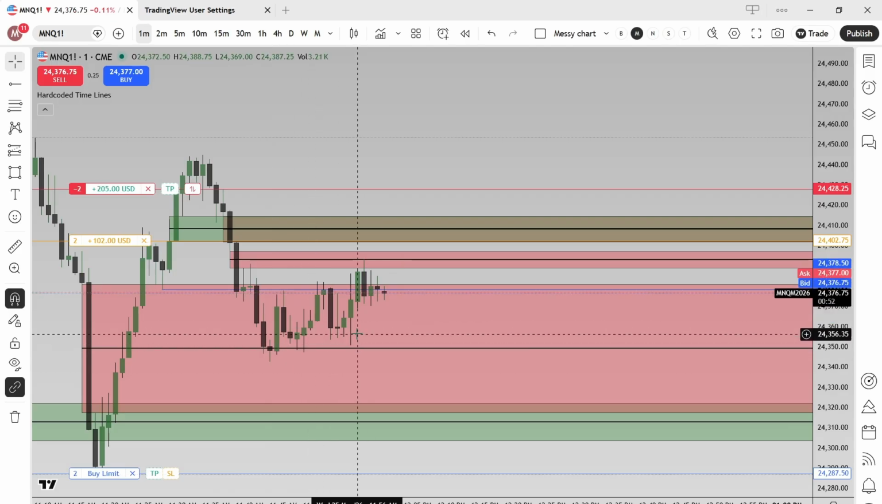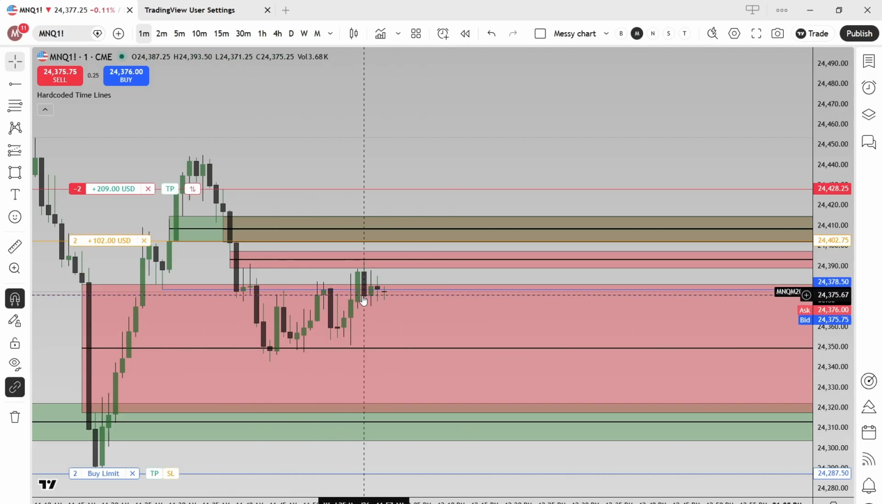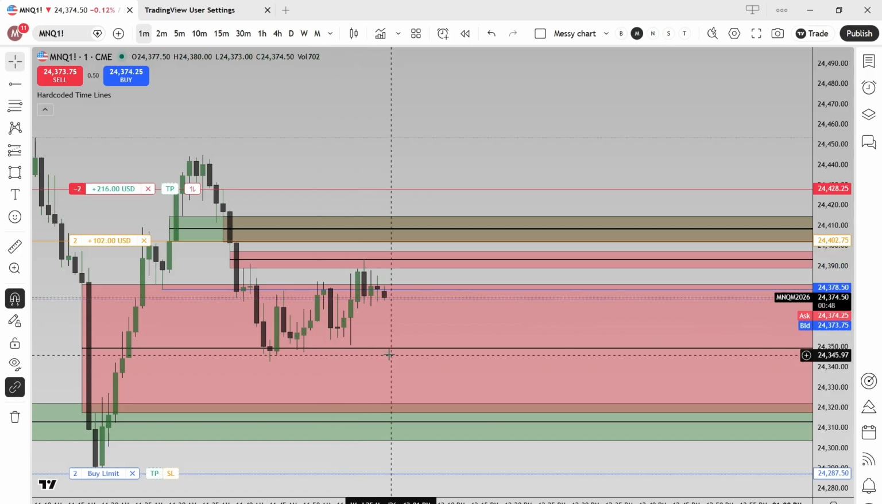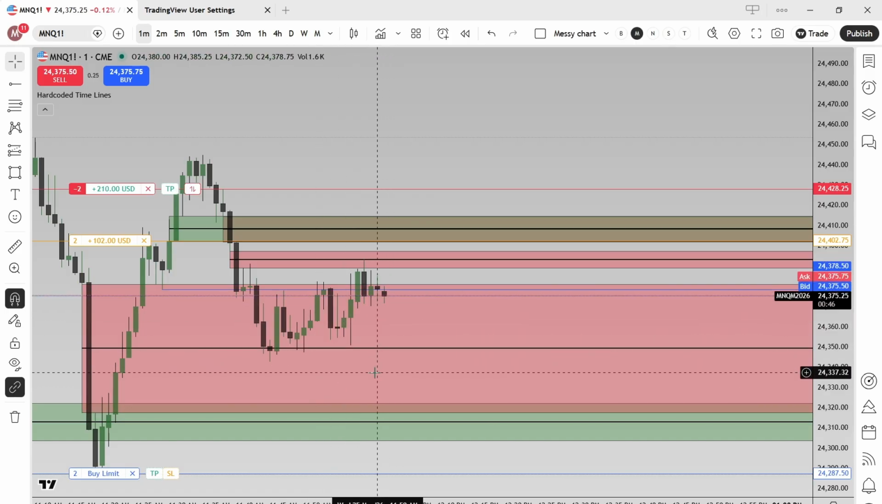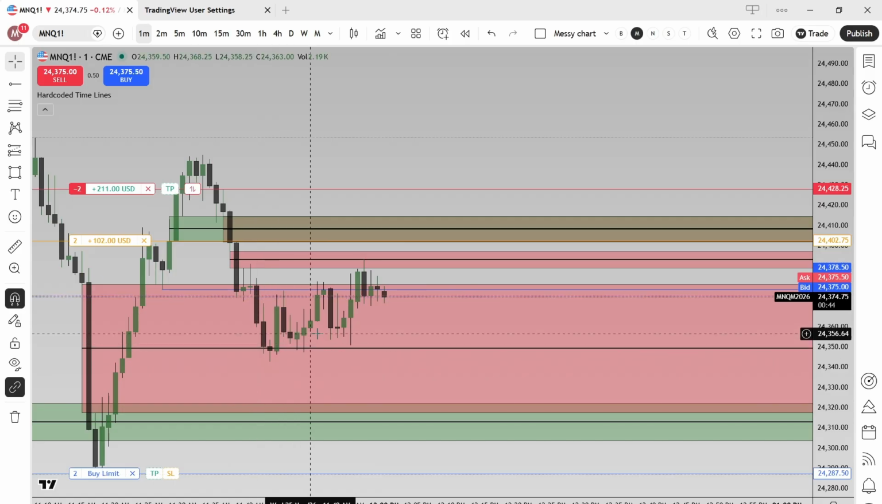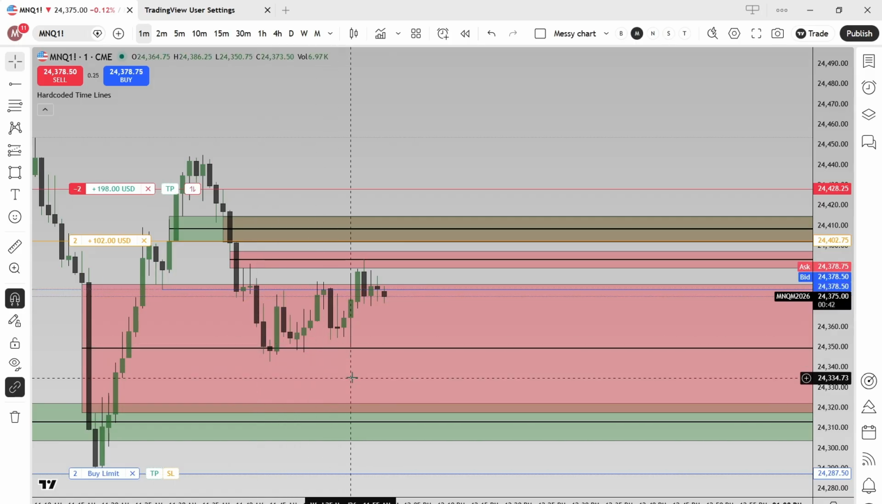It's really struggling to get into this. So if we're able to close below the 50%, like a real close, not like this, I think it'll struggle to get back into the upper half.